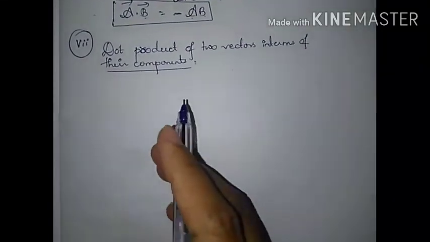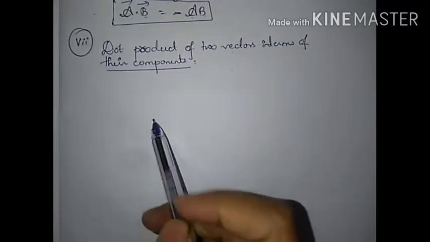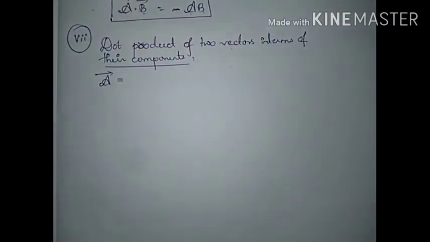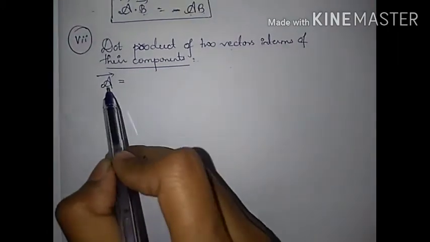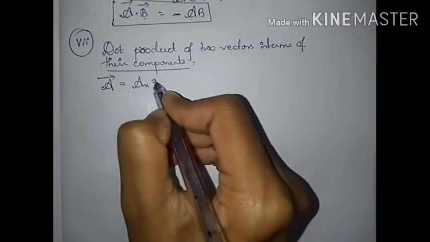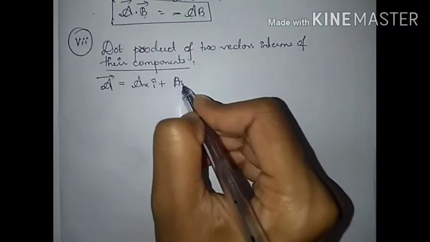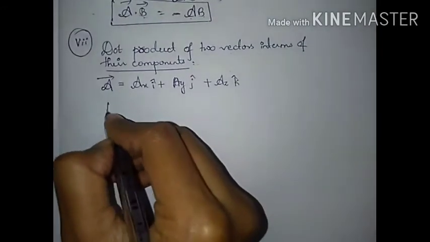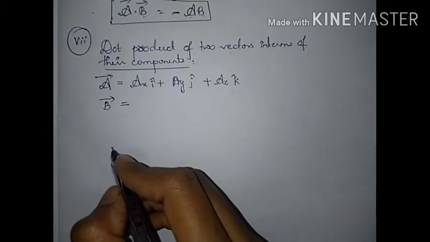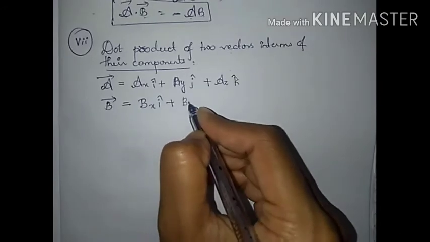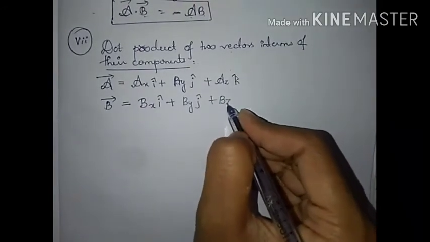You have the dot product of two vectors in terms of their components. I have already discussed how to write the components of a given vector in space or in plane. Let us consider this vector A is in space. Then the components of A can be written as Ax i cap plus Ay j cap plus Az k cap. And if there is another vector, vector B, then the components of vector B can also be written as Bx i cap, By j cap plus Bz k cap.